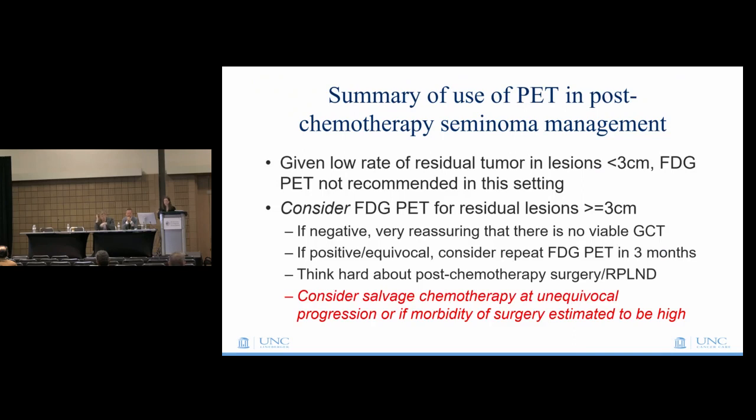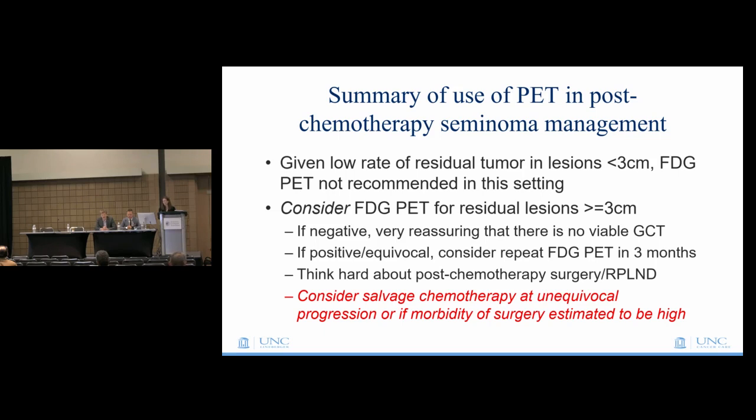So in summary, given the low rate of residual tumor in lesions greater than 3 centimeters, we really should not be using FDG PET in this setting. I think you can consider it in the tumors that are greater than 3 centimeters, especially if they look like they would be surgical candidates if these were residual disease. If the PET scan is negative, that's also very reassuring. You need typical surveillance in that.